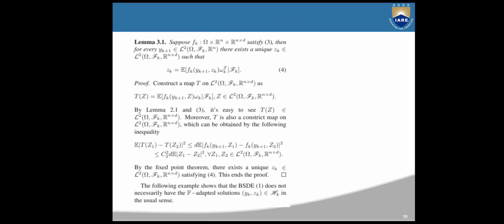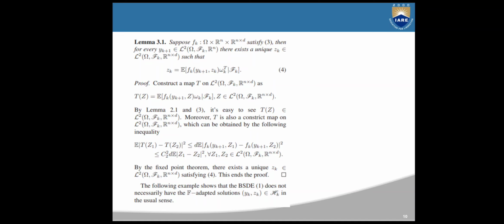Suppose f_k from R^n times R^{n×d} to R^n satisfies condition 3. Then for every y_{k+1}, there exists a unique z_k belonging to L square such that z_k equals E of f_k of y_{k+1}, z_k, w_k given F_k. Proof: construct a map T on L square. By the fixed point theorem, there exists a unique z_k belonging to L square satisfying 4.